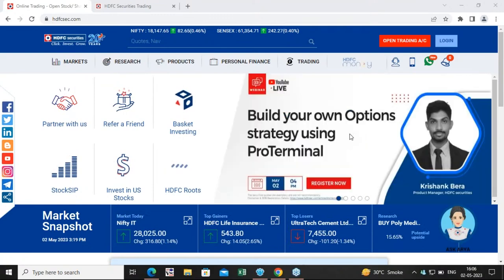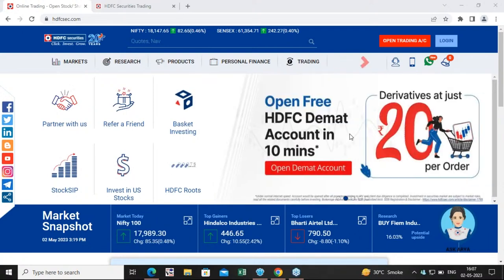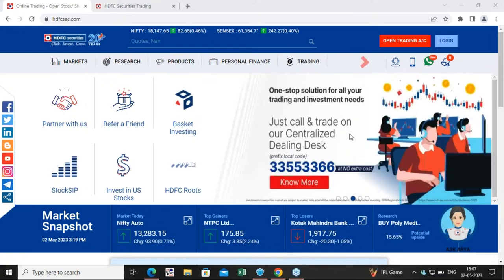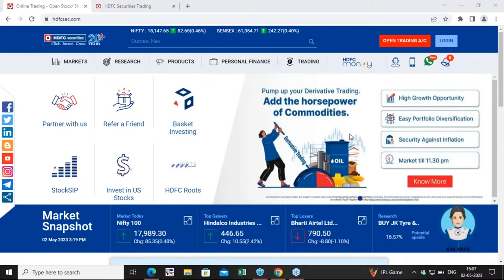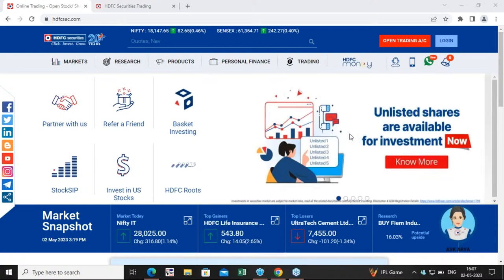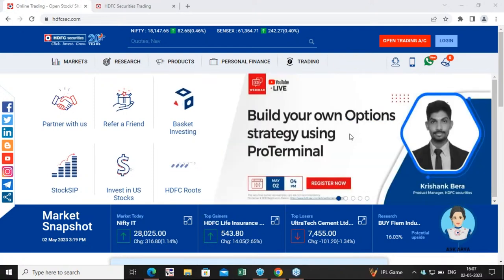So before starting the session, we will do this session in three parts. We will understand what ProTerminal is, how you can opt for the ProTerminal, and who all can get access to ProTerminal, okay? And after that, we will start the session on option strategies, right? So first we'll start with what ProTerminal is, basically.